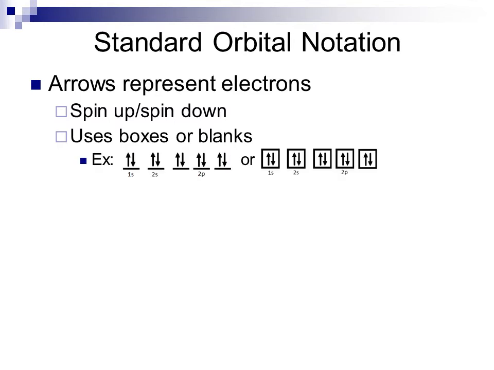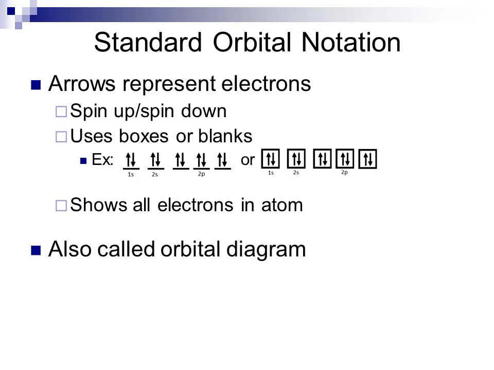We use either boxes or blanks to represent the orbitals in which these electrons are configured. So if we have, for example, an atom that has a total of 10 electrons, we would have here the 1s, the 2s, and the 2p, each occupied with 2 electrons each, one spin up, one spin down. These can be represented either with blanks, as you see, or with boxes. A standard orbital notation will show all electrons in an atom in this configuration. This is also referred to as an orbital diagram.